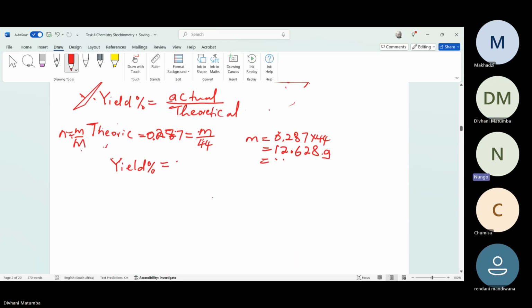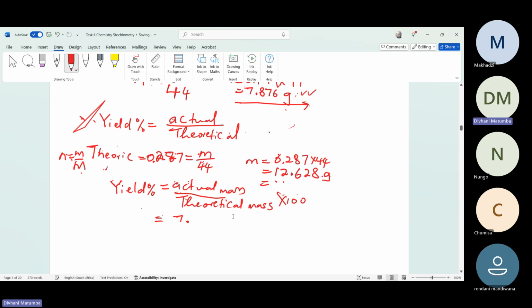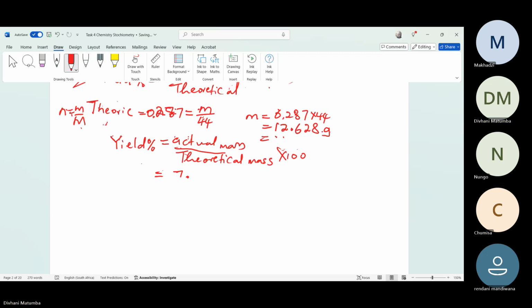So we write the formula: actual mass produced divided by theoretical mass produced, multiplied by 100. Okay, so when we substitute, the actual turned out to be 7.876 divided by 12.628 multiplied by 100. So if you use your calculator, how much are you going to get?